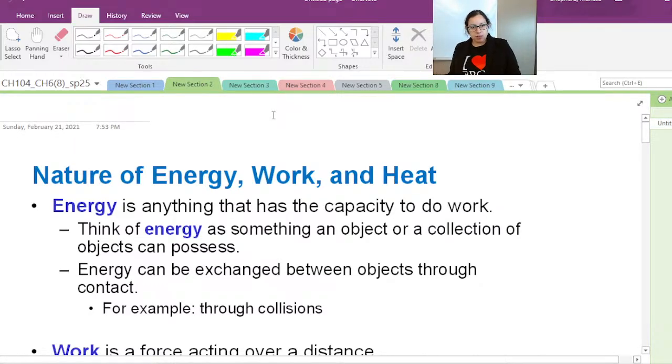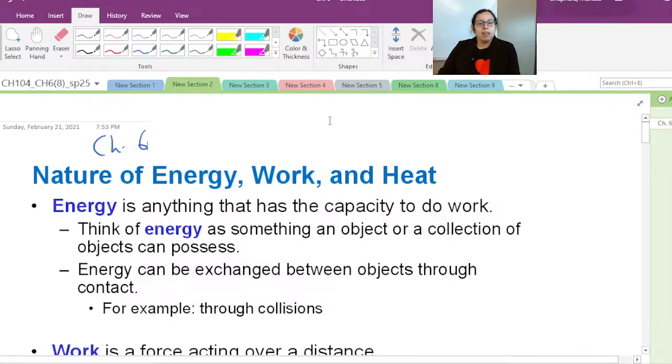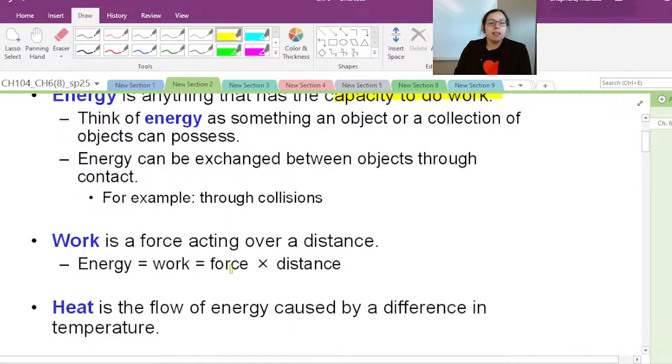Then we'll start. This is chapter 6 now. Energy, work, heat. This is our quick introduction to thermodynamics and energy. Everything's packed into this chapter. Energy is just defined as a capacity to do work. Energy is something that our object can possess, and we want to think about different forms of energy. Energy can be exchanged through collisions, which we'll look at.